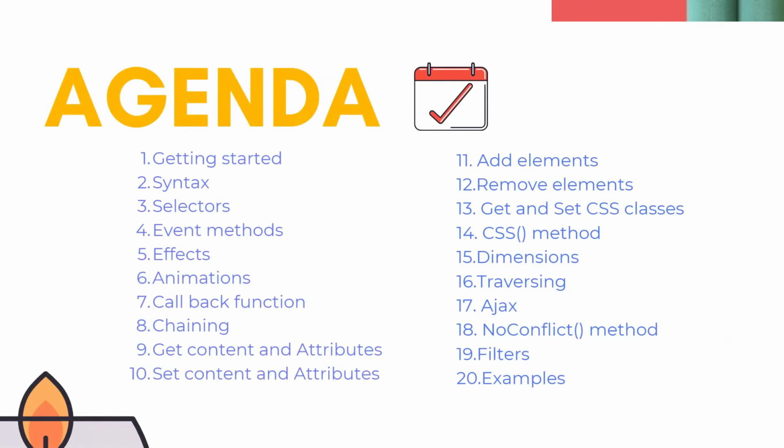We have the agenda. These are all the topics or chapters which we are going to discuss in jQuery, starting from getting started. In getting started, we are going to discuss what jQuery is, how jQuery works, why we need it, what the size of the syntax is, and what all things we can do with it. Next, using the syntax, we have the selector, the event method, the effects, and the animation, the effects, which include fade in, fade out, toggle, hide, and show.